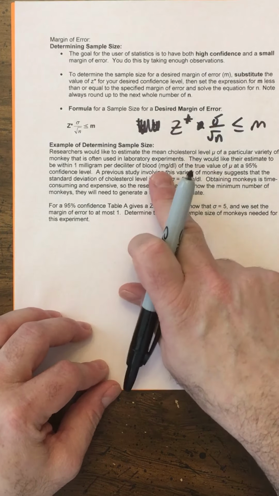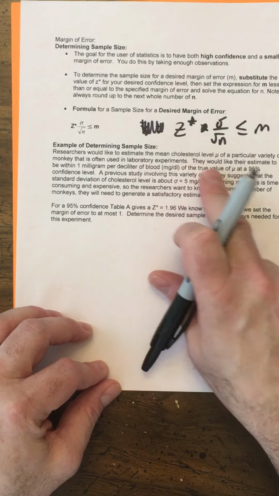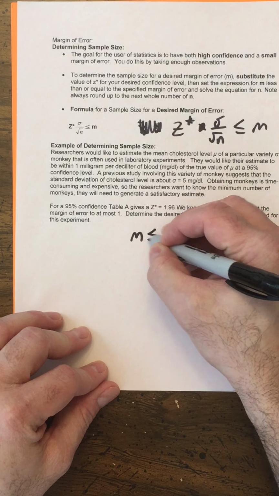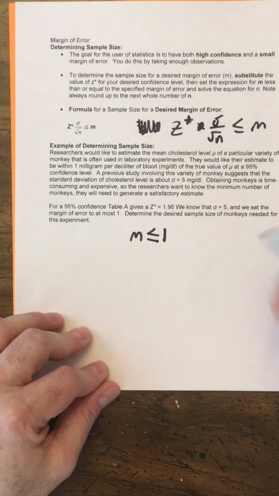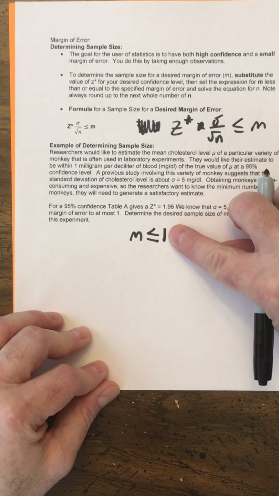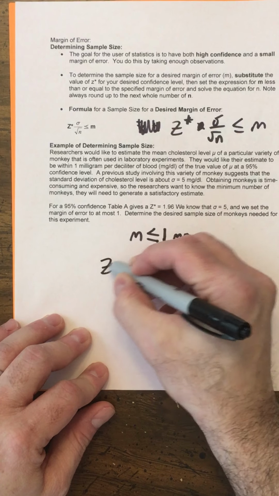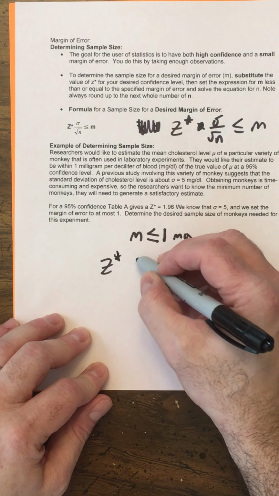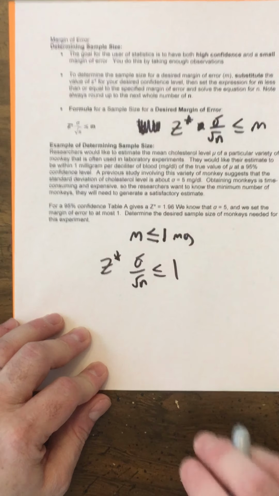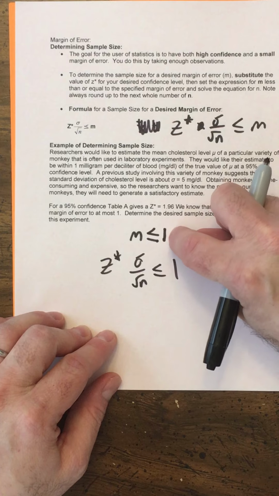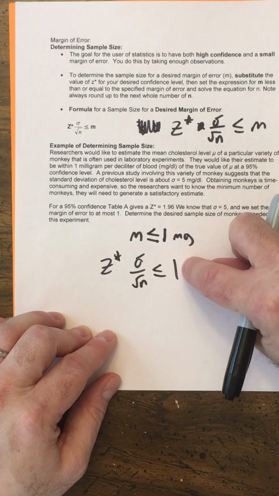Researchers would like to estimate the mean cholesterol level of a particular variety of monkey that is often used in lab experiments. They would like their estimate to be within 1 milligram per deciliter of blood. They want the M to be less than or equal to 1 milligram. Okay, 1 basically, right? That's what we want. So we're going to have to take Z star times sigma, or it could be S, over the square root of n, and it has to be less than 1. So whatever we want our margin of error to be equal to or less than, we put it here.